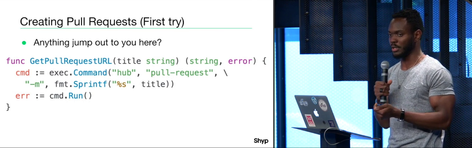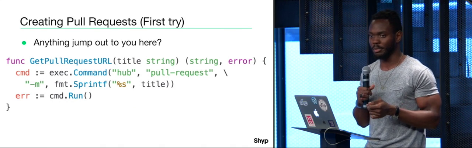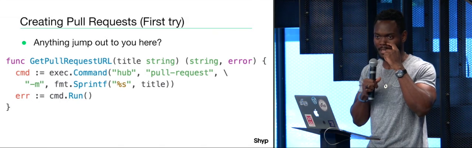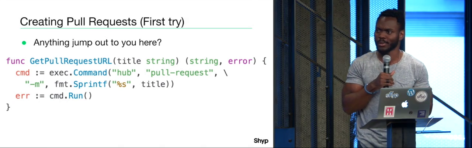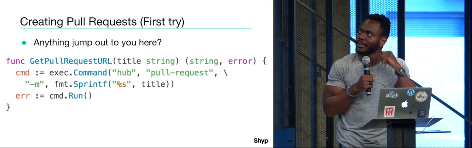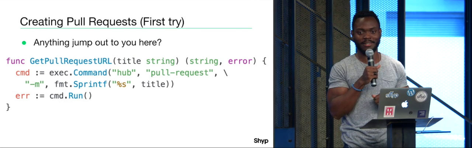And so jump into Go Git and you have this function. And this works, right? Like it opens up a PR. Just looking at this code, I don't know if you all know Go, but is there anything that jumps out to you that, hey, that's weird?